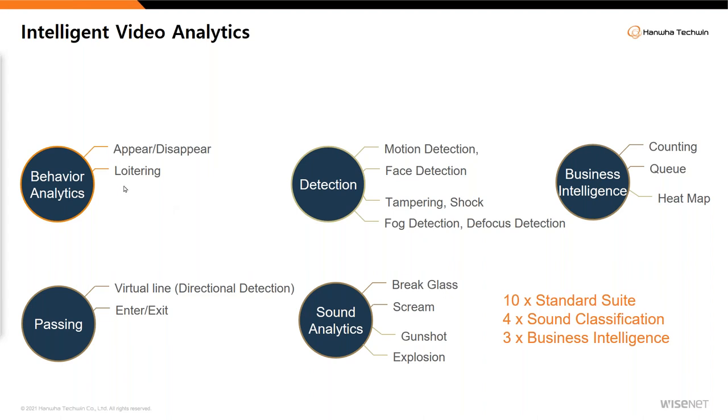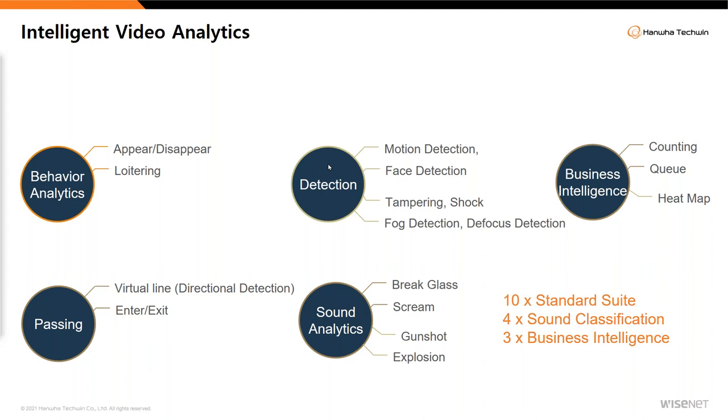Next is loitering. It comes under behavior analytics. Next is detection. The first day, we saw detection, motion detection. It detected a motion in the scene. Face detection, it detected a face. It's not recognition. Remember, recognition means I know Ahmed and this is Ahmed. Detection means somebody is there. Tamper detection, someone is tampering.